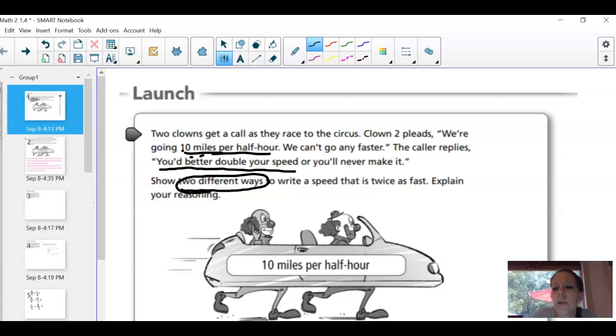Now with a launch, the purpose of the launch is to get you thinking. So your answer may not end up being the same one that Realize gives, because it's just a launch problem. It's getting you thinking about what you know. So right now I see I have 10 miles per half hour. That's telling me right away that I've got a rate. I've got 10 miles, which is, think about whether that be the numerator or the denominator, and then the half hour. And now I'm trying to write one that is twice as fast.